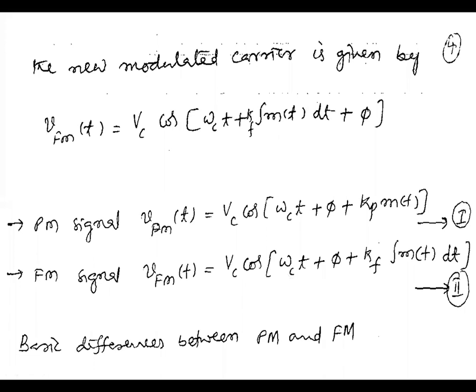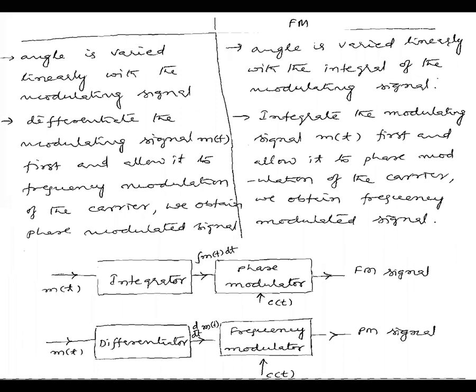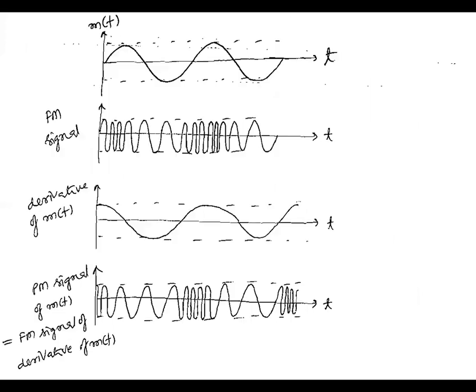Whereas there are basic differences, and the relation between phase and frequency modulation is this: when m of t is given to an integrator, and the integrated signal is given to a phase modulator, the output is a frequency modulation scheme. Whereas when m of t is given to a differentiator, and the differentiated signal is given to a frequency modulator, the output is phase modulation. So there is a relation between phase and frequency modulations.